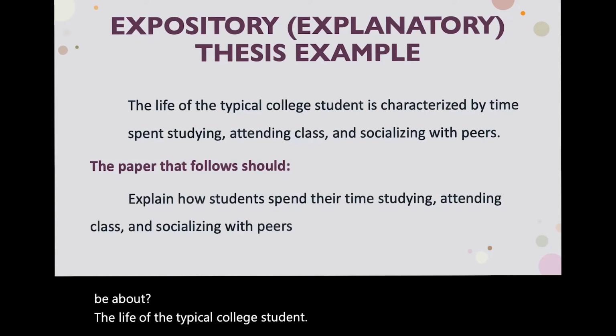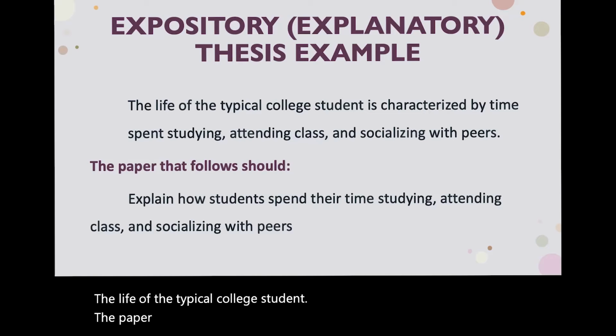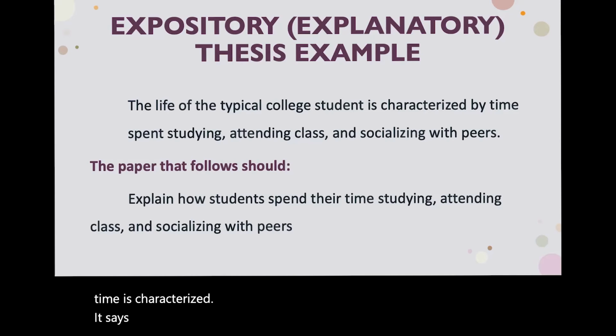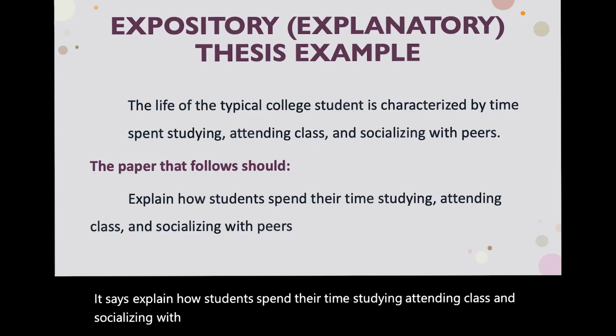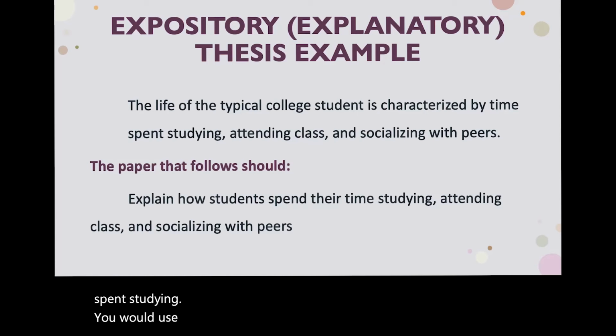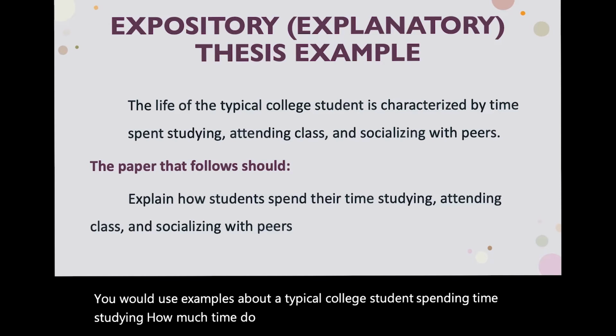Well, the paper should follow not only that, but also an explanation of how their time is characterized. Well, it says, explain how students spend their time studying, attending class, and socializing with peers. So there should be supporting evidence around time spent studying. You would use examples about a typical college student spending time studying. How much time do they spend? What are they studying? Attending class.